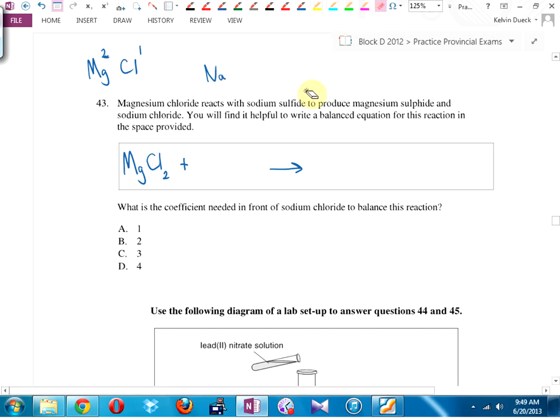Back to here. Sulfur, symbol S. What's the valence charge on sodium? That's a 1, I seem to recall, yes. What's the valence charge on sulfur? Crisscross, you'll need Na2S.